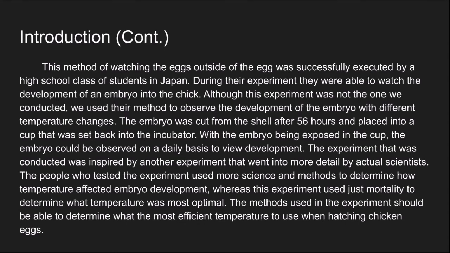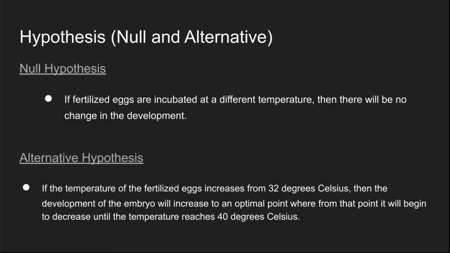The experiment that was conducted was inspired by another experiment that went into more detail by actual scientists. The people who tested the experiment used more science and methods to determine how temperature affected embryo development, whereas this experiment used just mortality to determine what temperature was most optimal. The methods used in the experiment should be able to determine what the most efficient temperature to use when hatching chicken eggs. Hypothesis, null and alternative.